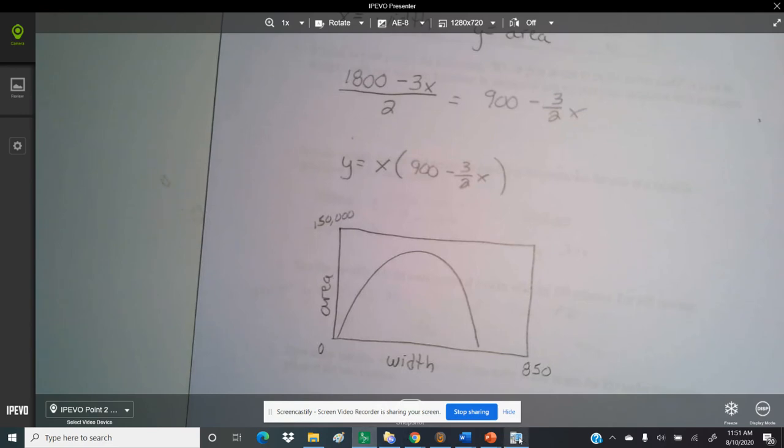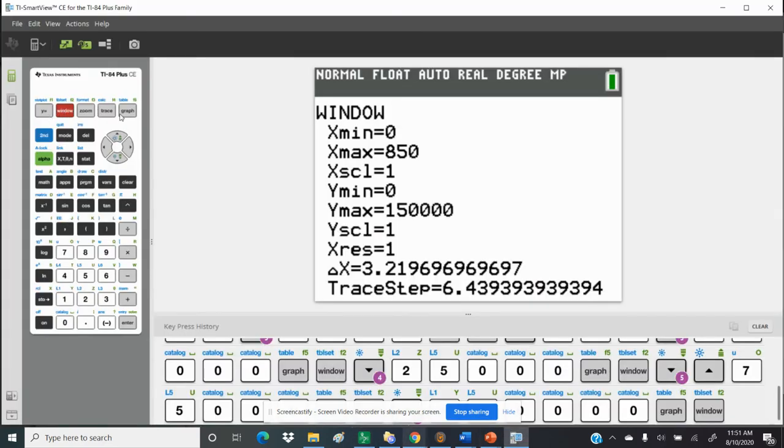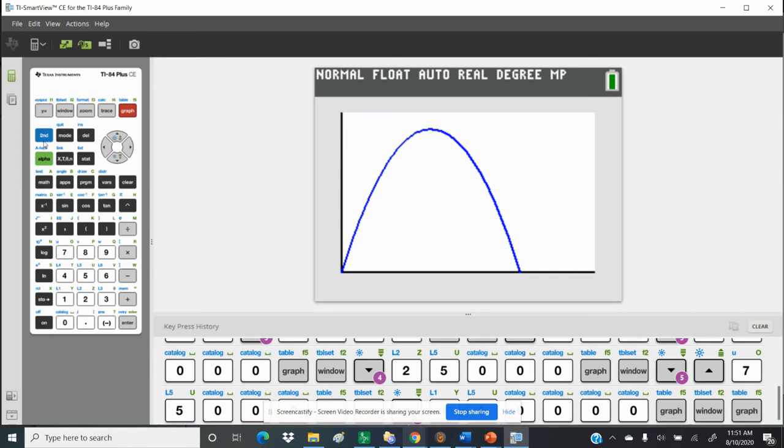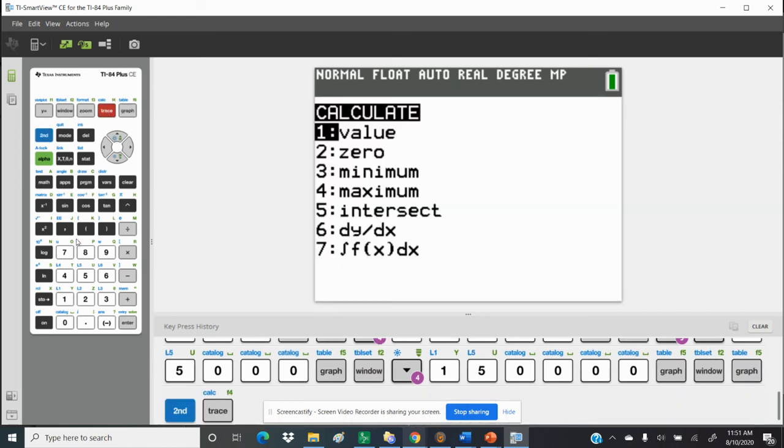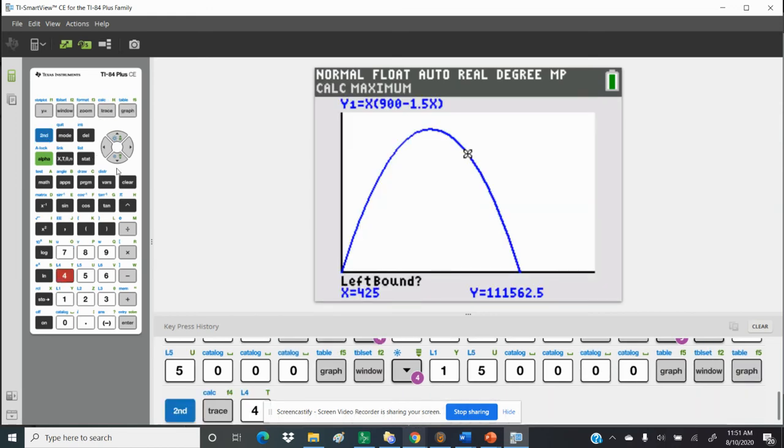So now let's go back and find out what the maximum of this is. So I'm going to go second calc. I want to find the maximum. I'm going to put my cursor to the left of the vertex. Then I will put it to the right of the vertex. And I'll hit enter again. And it'll give me that x equals, I'm going to round that to 300. And y is going to be 135,000.